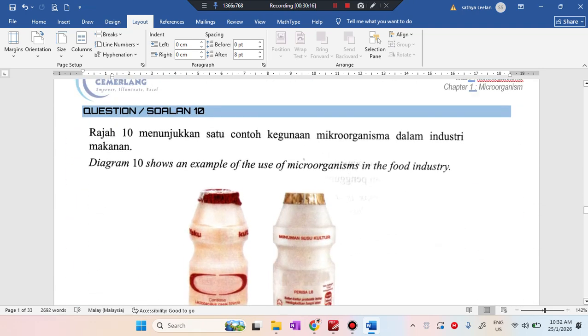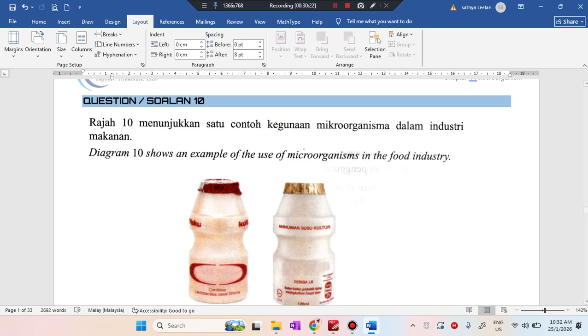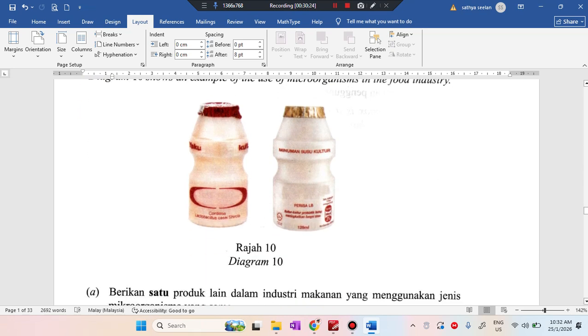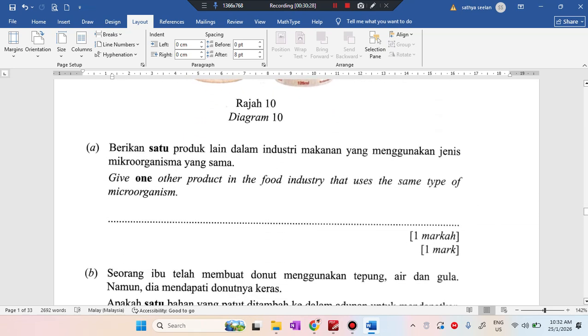Okay. Now, question number 10. Diagram 10 shows an example of use of microorganism in the food industry. Okay, that is what? Your Vitagen. Lactobacillus bacteria, correct or not? Give one product in the food industry that uses the same type of microorganism. What microorganism is this? Bacteria. So what are the other food products in the food industry? Anything related to your milk lah, yogurt, your cheese.